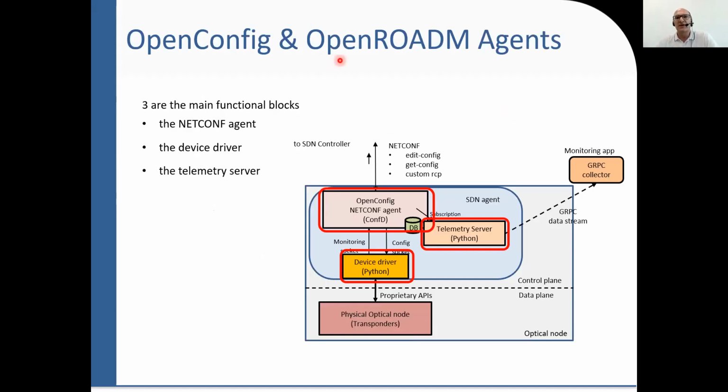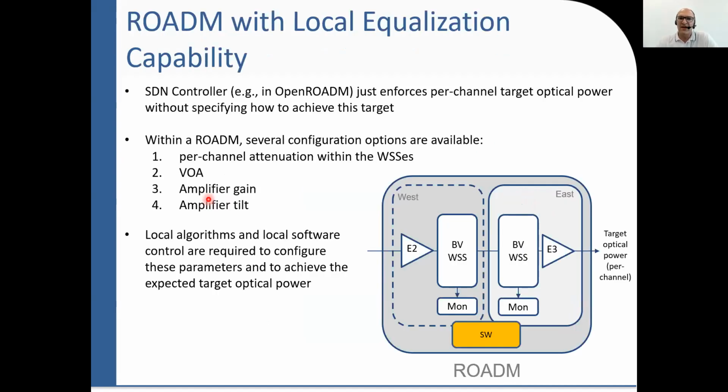In terms of OpenConfig and the open ROADM agent, here we developed an open source solution which has a NETCONF agent based on the ConfD tool, which relies on a Python driver for controlling the underlying hardware, and also includes the possibility to rely on the gRPC telemetry server. We have deployed it to control a fully disaggregated ROADM, in which the disaggregation applies even to the single components.